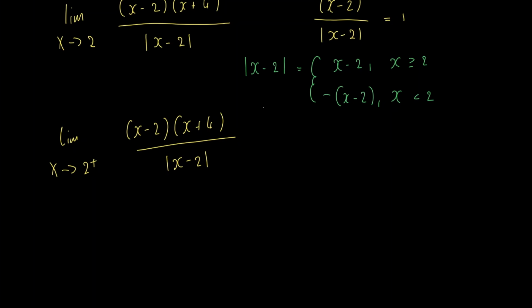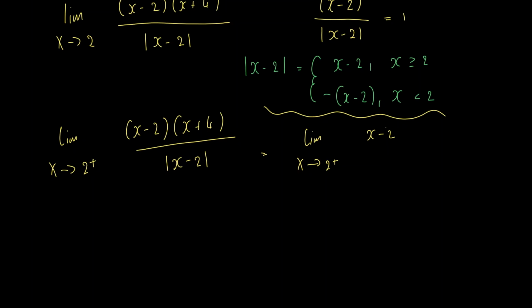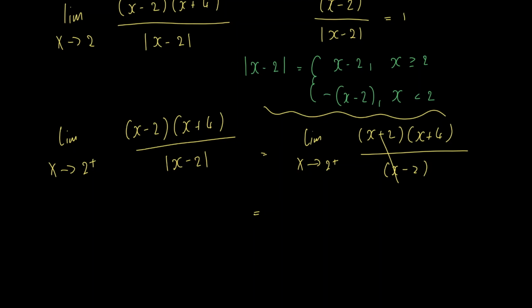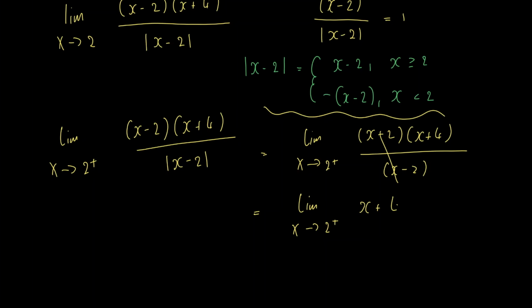Now, using our definition for the absolute value of x minus 2, we can see that if x approaches 2 from the right, then x is greater than or equal to 2. So we can rewrite this as the limit as x approaches 2 from the right of x minus 2 multiplied by x plus 4, divided by x minus 2. These two cancel, and we're just left with the limit as x approaches 2 from the right of x plus 4. And if we let x be equal to 2, we get an answer of 6.